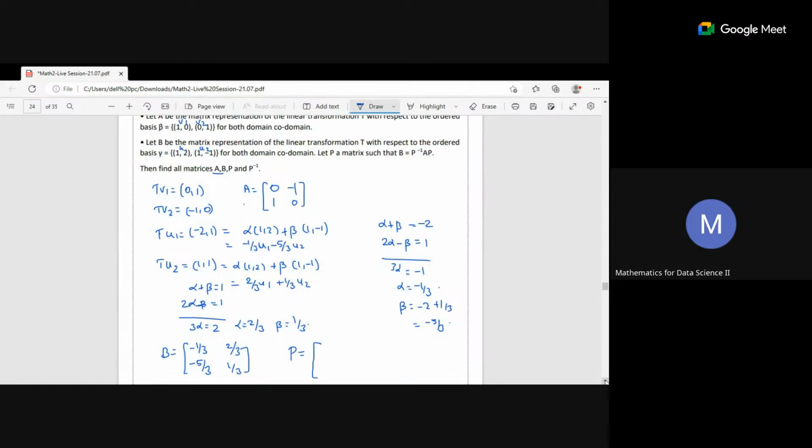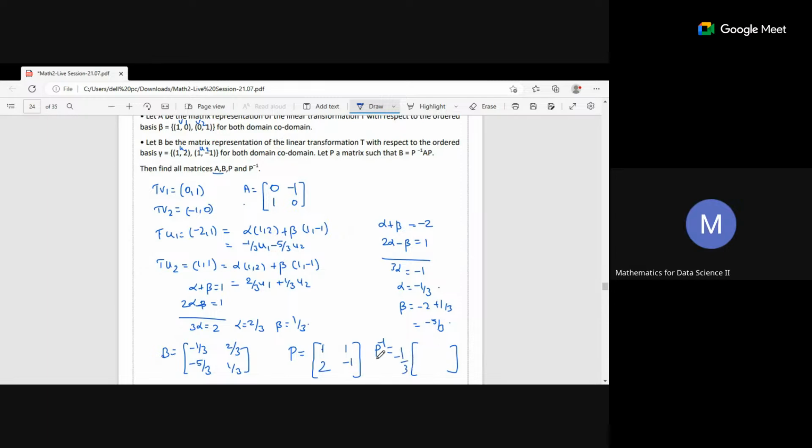I guess here it is the standard basis, so we don't have to do anything. So straight away, can you write the matrix? 1, 2, 1, minus 1. Okay, and what is P inverse? This is a 2 by 2 matrix. What is the determinant of this matrix P first of all? Minus 3, right? So minus 1 by 3.